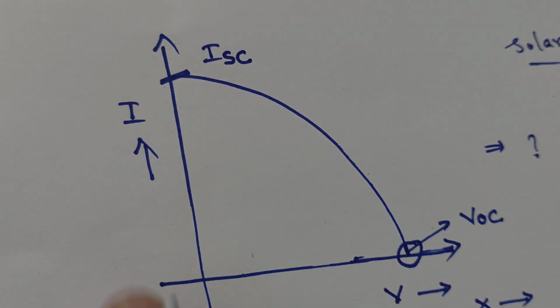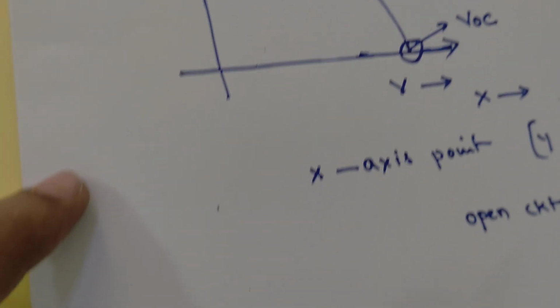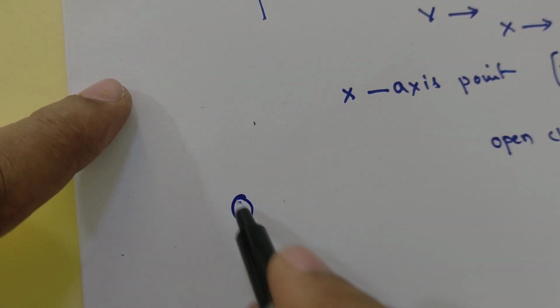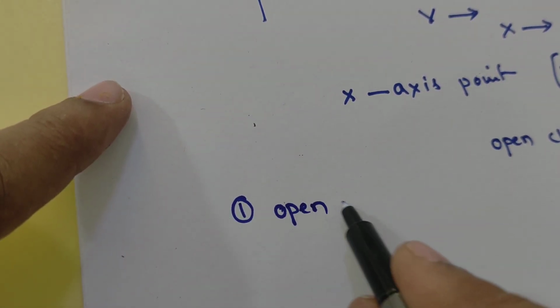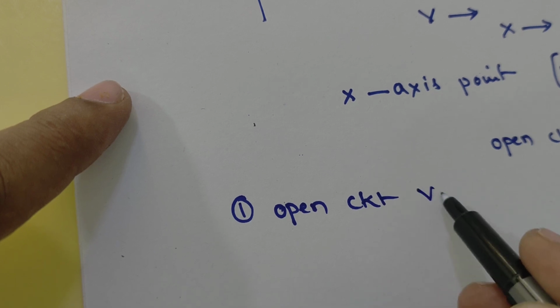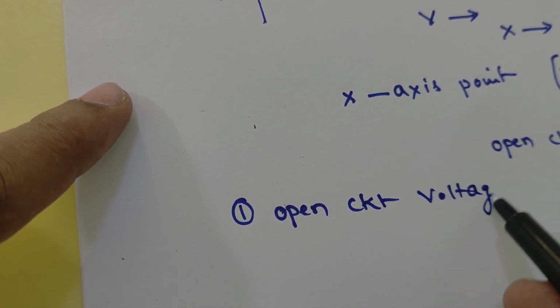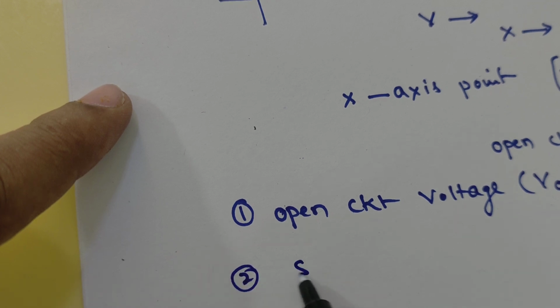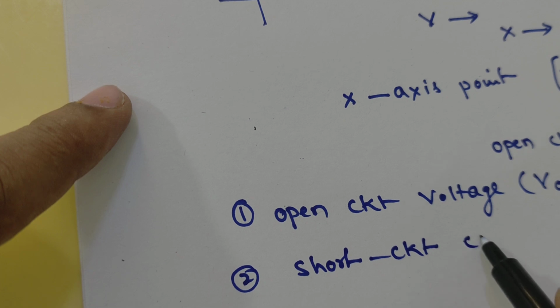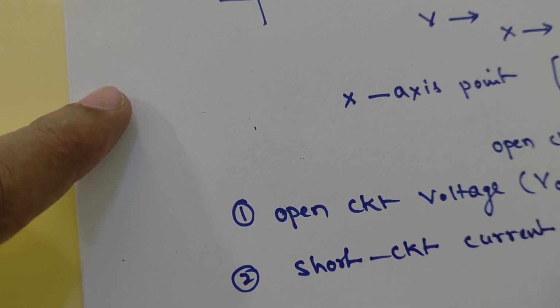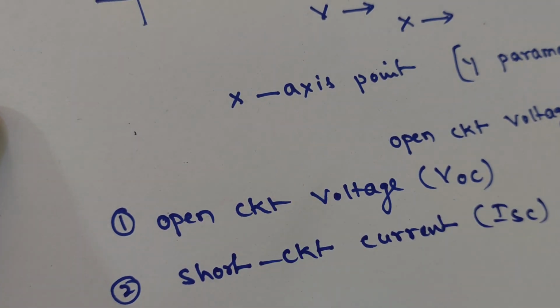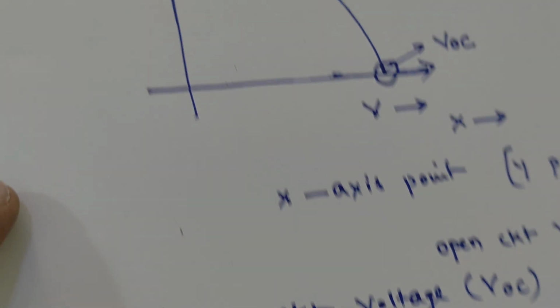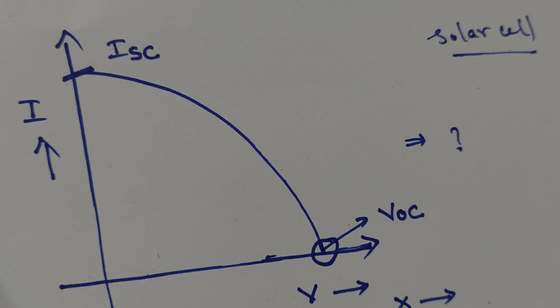So from this graph, the first two parameters we can note down. One is the open circuit voltage, represented as VOC. The second one is the short circuit current, which I take as ISC. These two parameters I will first note down from the obtained IV characteristic curve.